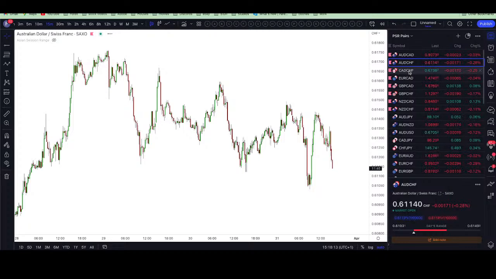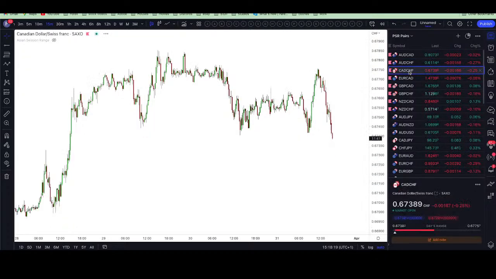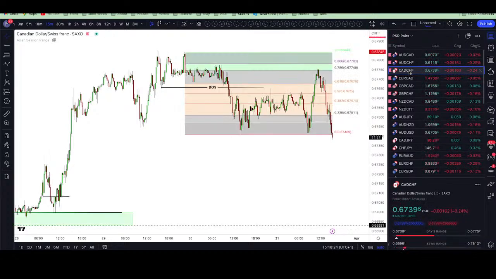CAD CHF. So AUD CAD and CAD CHF were the best trades of today. Like I said, both trades were given out in London session. You can go watch that live stream to see that these trades were given out in there. All we had to do is wait for the break of structure, and you would have been nice. Let's see if it was. Yeah, oh yeah, CAD CHF popped up there. Boom. So he was nice.